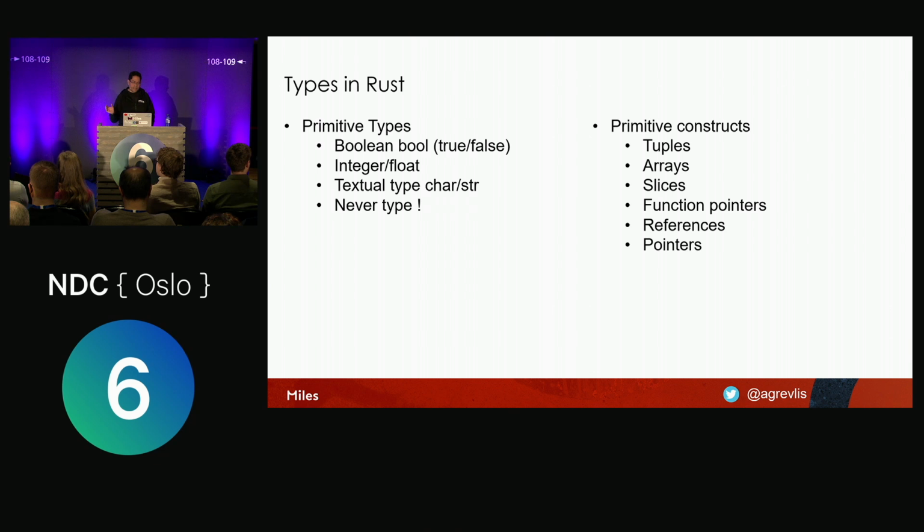And we also have some types here in Rust. We have what they call primitive types, which could be integer, float, or Boolean. And then we have something they call primitive constructs. These are more like containers, like arrays, pointers, or tuples.